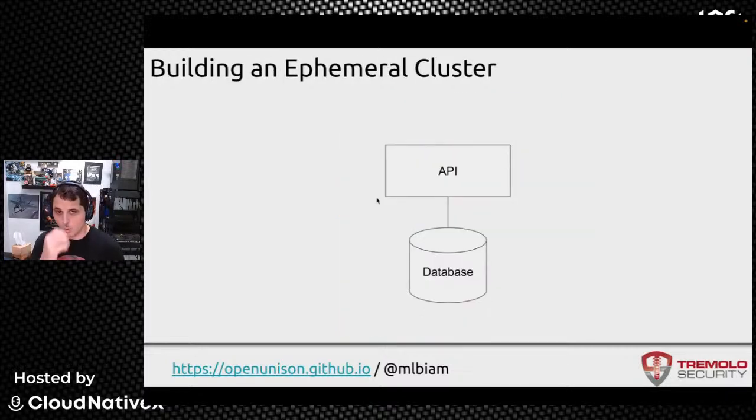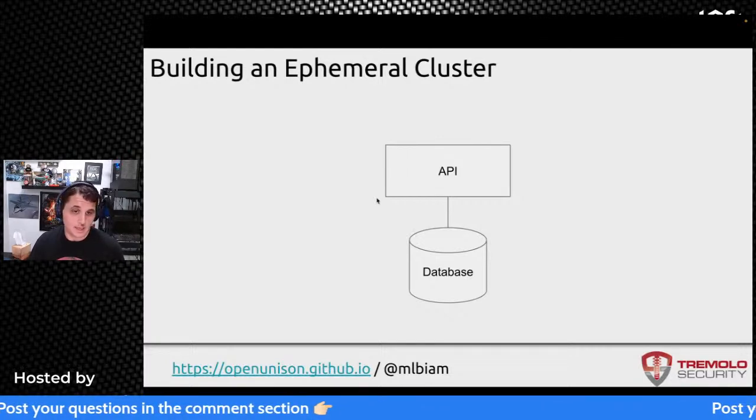At its core, Kubernetes is an API and a database. That database is generally etcd. It doesn't have to be. For instance, K3s can use a relational database like MySQL.